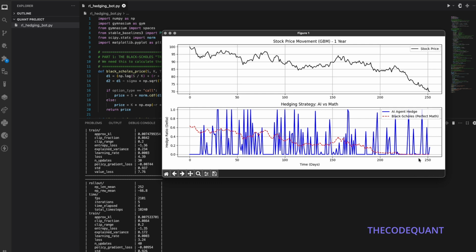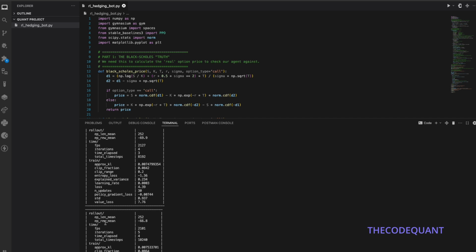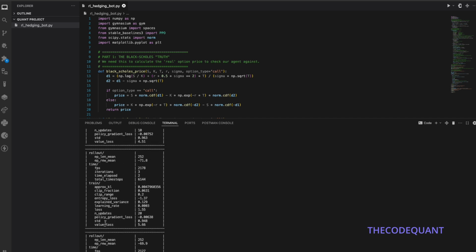For the next version of this project, I plan to add a more complex reward function that penalizes variance more strictly and maybe add real market data.